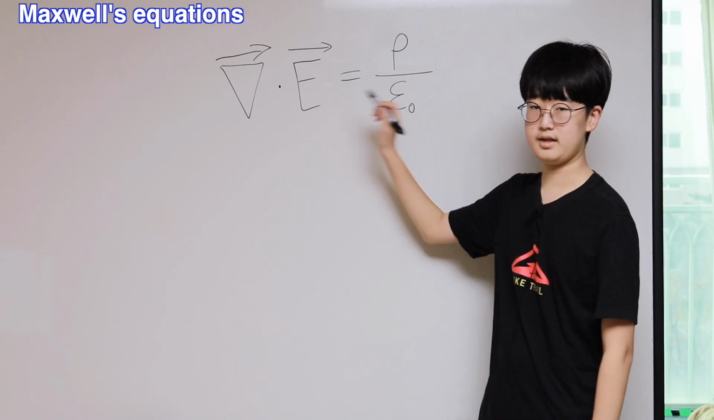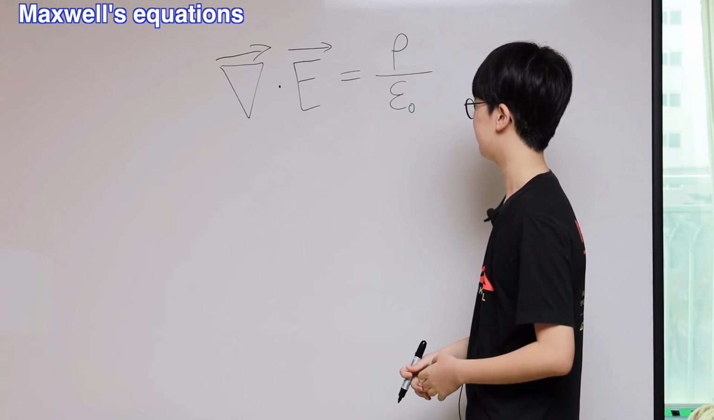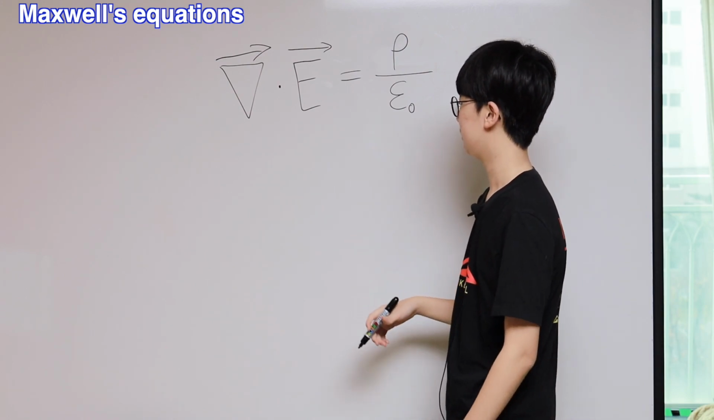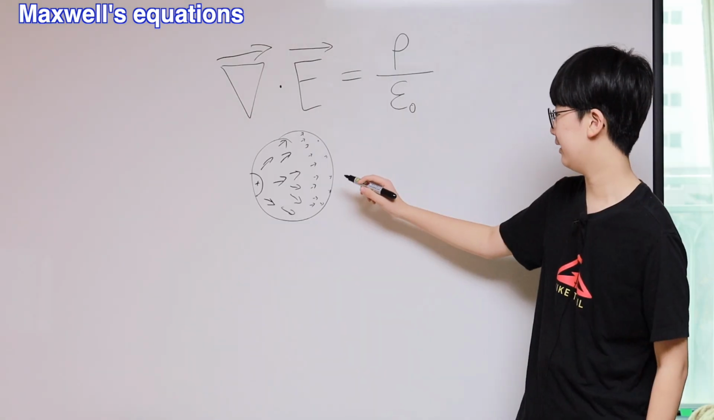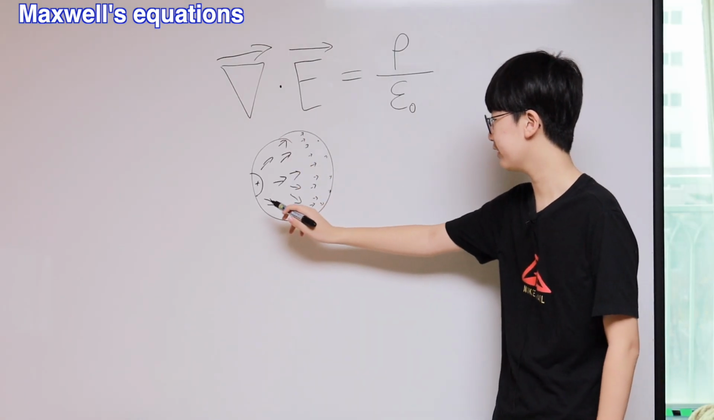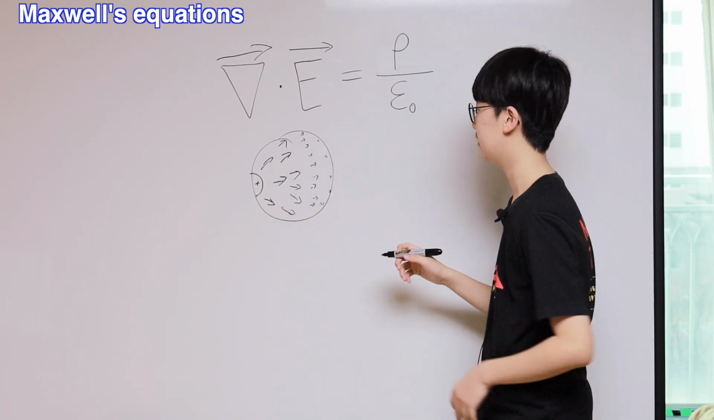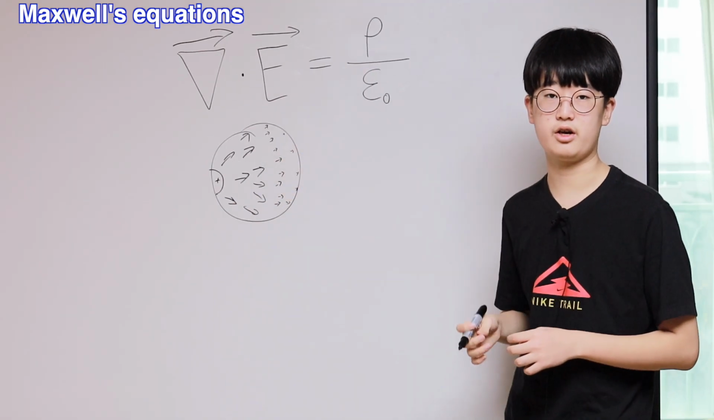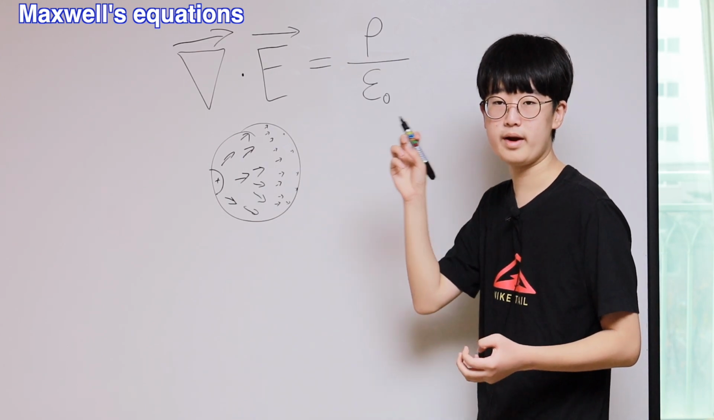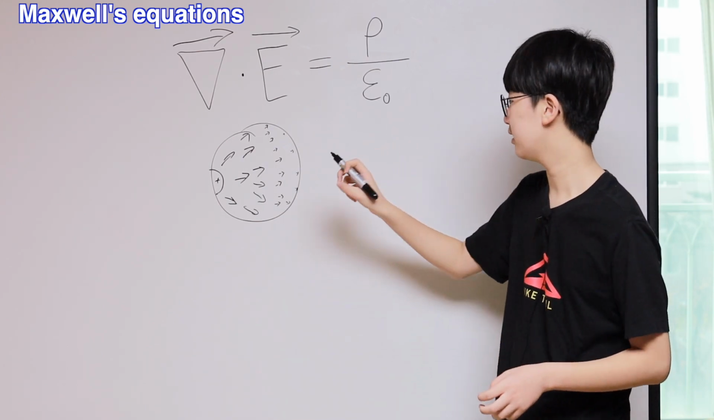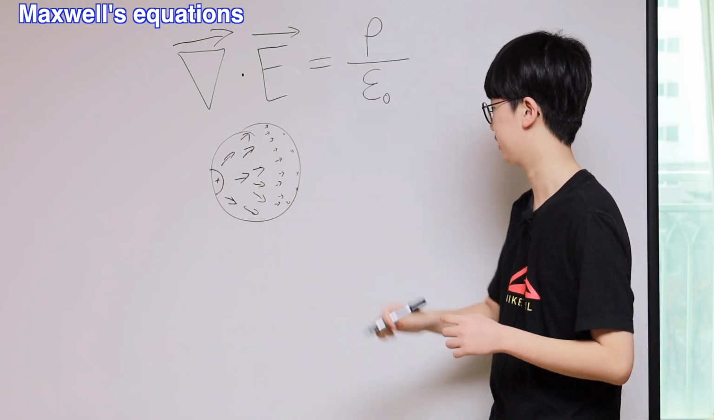Now, firstly, the electric field. The electric field is a vector field. I'll just draw it. This is an electric field, and there's a positively charged something in the middle. And these vectors show where a positively charged thing, somewhere in this field, is going to move towards.